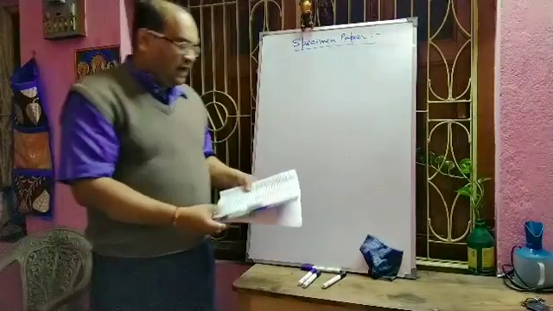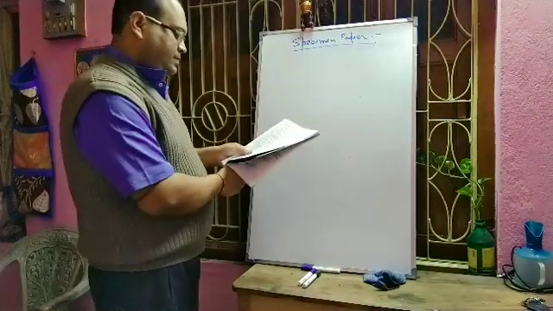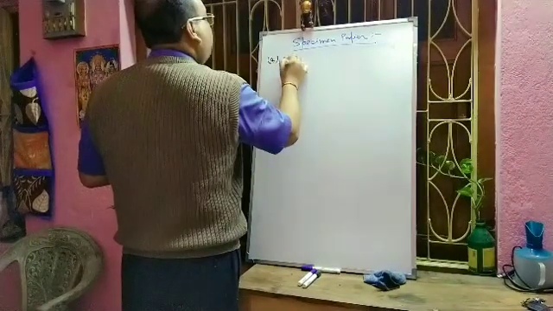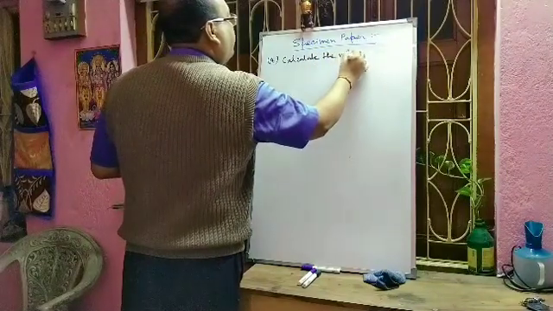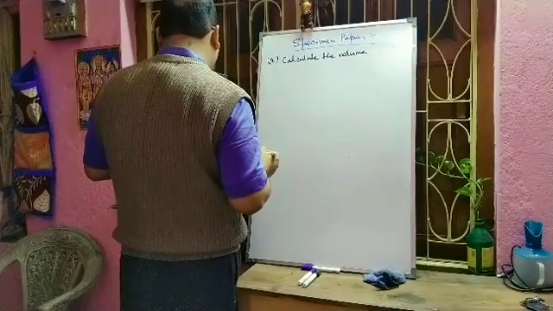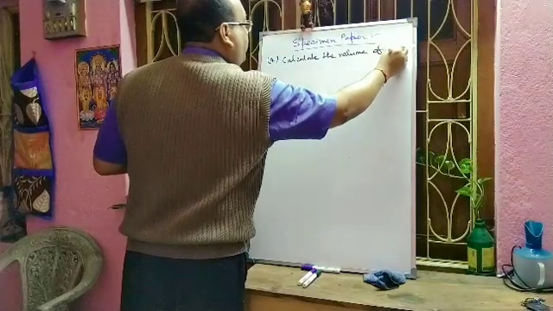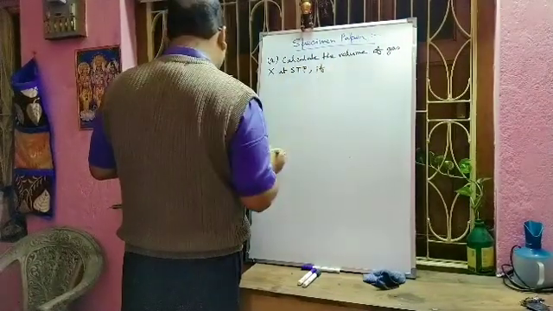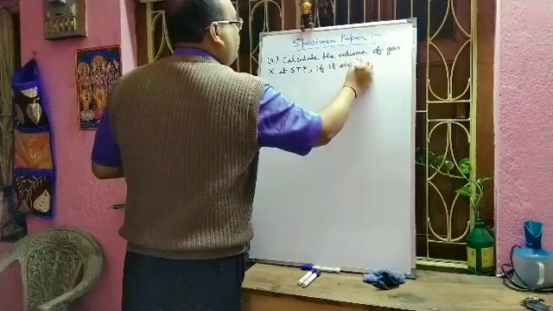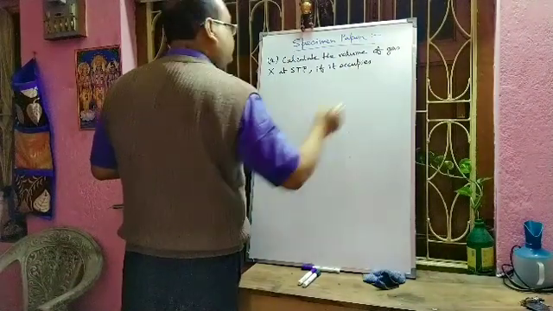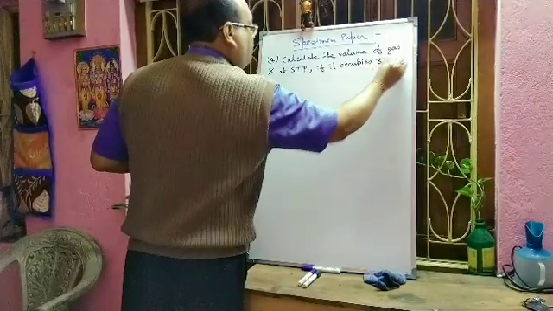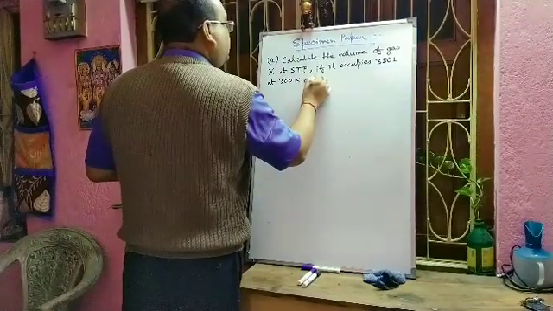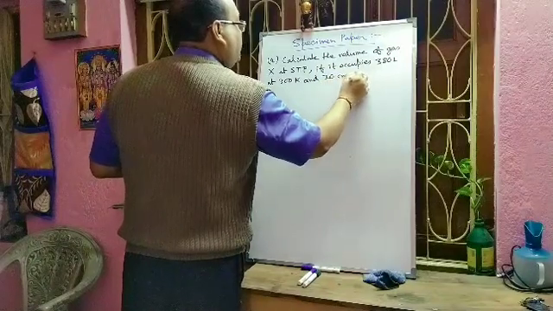Okay. So today we'll start from the numerical. First numerical is given that A. Calculate the volume of gas X at STP, if it occupies 380 liter at 300 Kelvin and 70 centimeter of mercury.